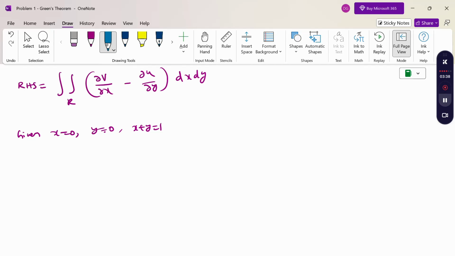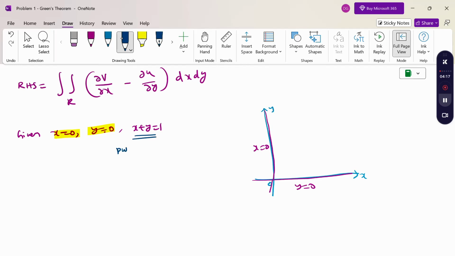Now I am ready to draw the graph. This is the x axis and this is the y axis, with the origin at 0. The line x = 0 is the whole y axis, and the line y = 0 is the whole x axis. Then for the line x plus y = 1, before drawing it we find the coordinate points. We can take any number for x.